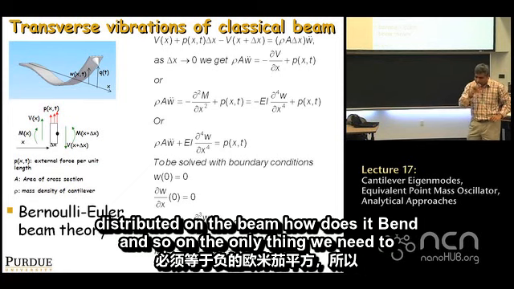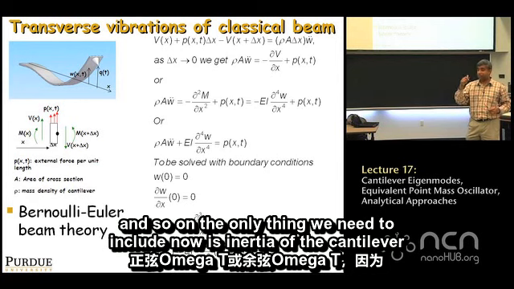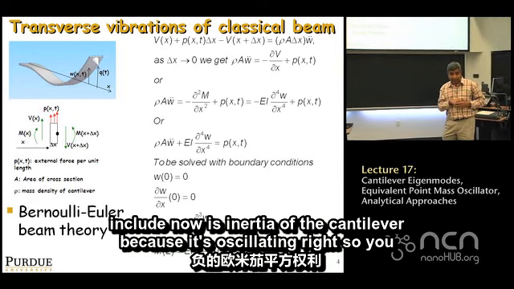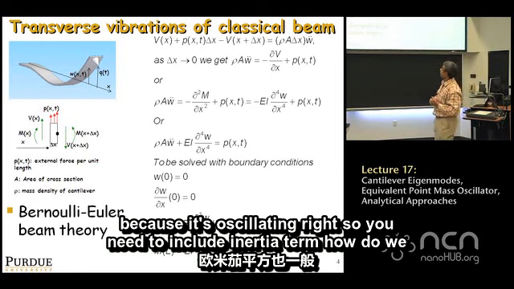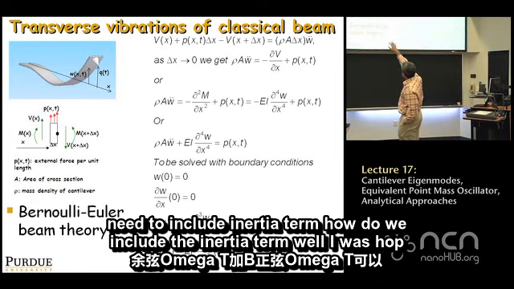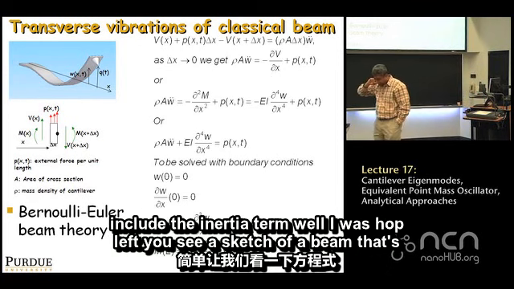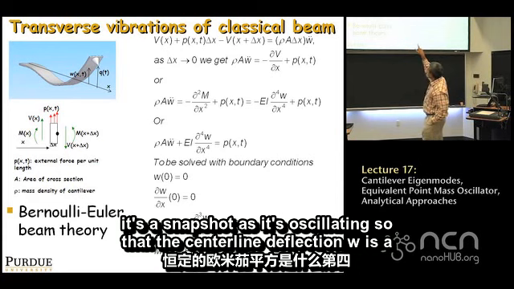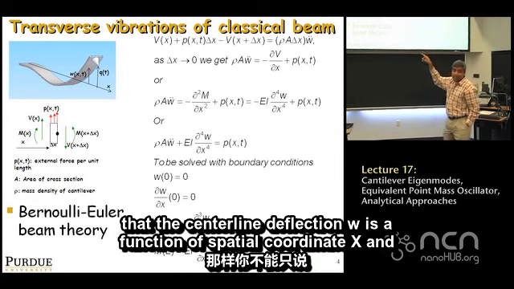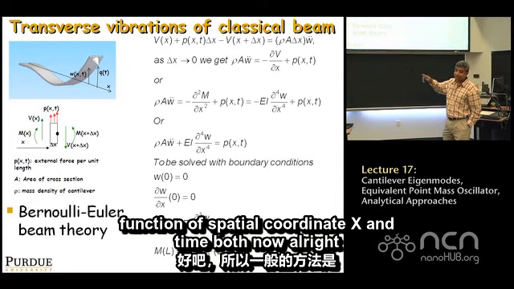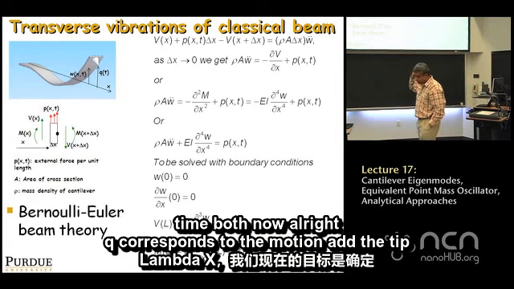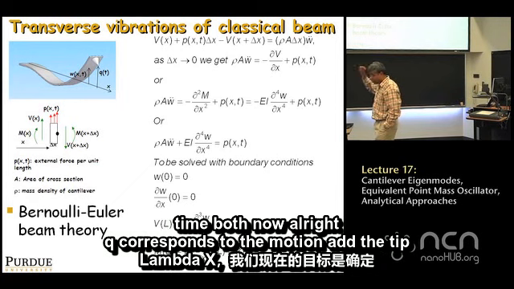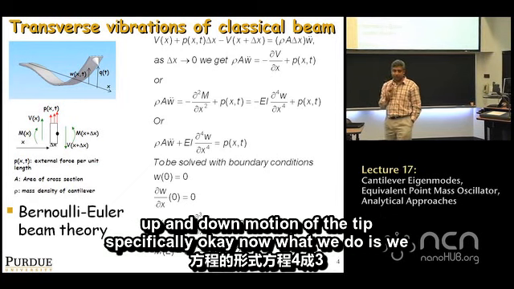The only thing we need to include now is the inertia of the cantilever, because it's oscillating, right? So you need to include an inertia term. How do we include the inertia term? Well, on the top left, you see a sketch of a beam, a snapshot as it's oscillating, so that the centerline deflection W is a function of spatial coordinate x and time both now, all right? Q corresponds to the motion at the tip, the up and down motion at the tip specifically, okay?